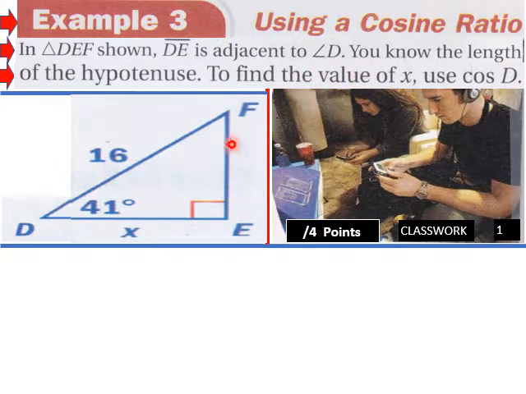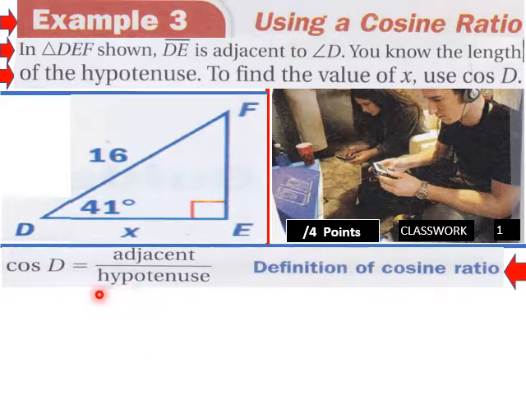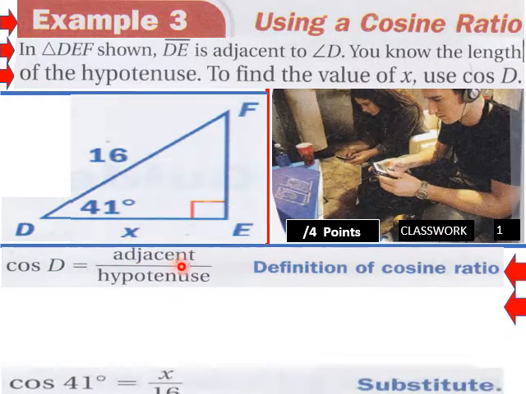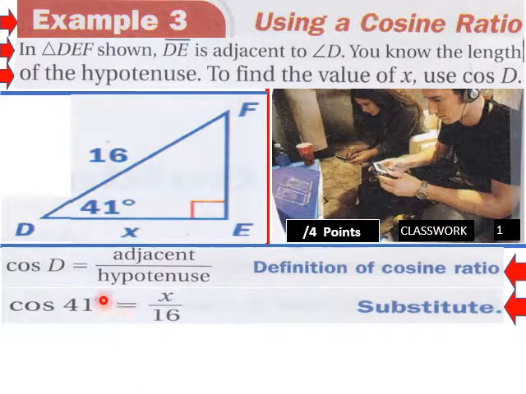To find the value of x, which is right here, which is adjacent, you have to use a cosine ratio here, cosine D. So use cosine D, which is adjacent over hypotenuse. So cosine D would be adjacent over hypotenuse, which is x over 16, definition of cosine ratio. So cosine 41 degrees equals x over 16.